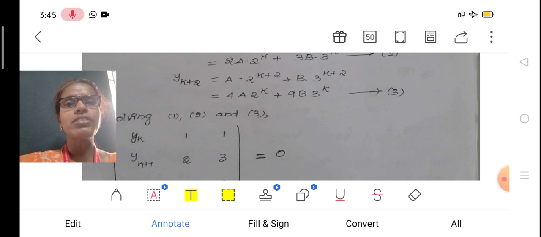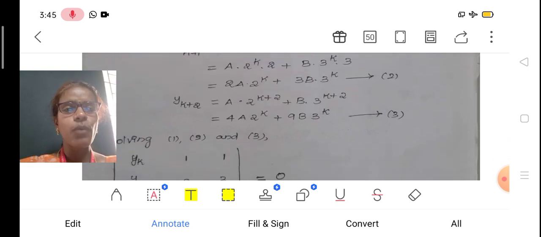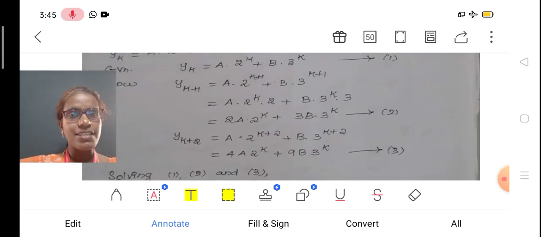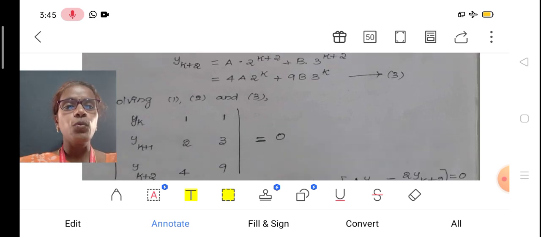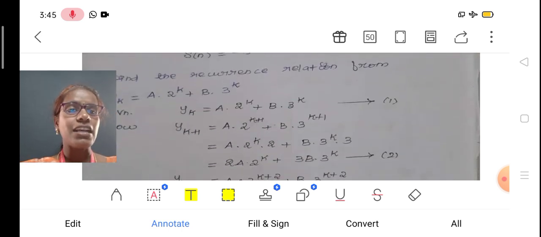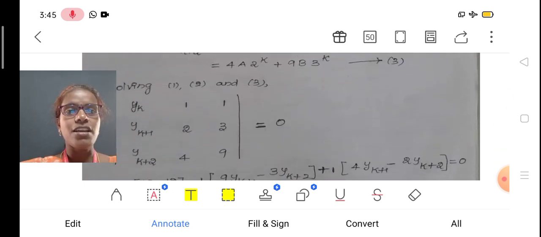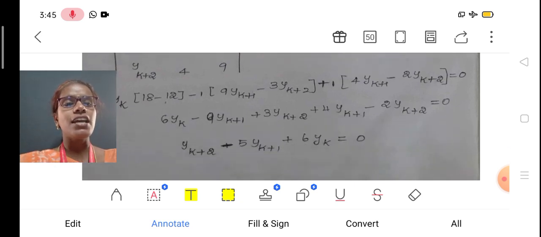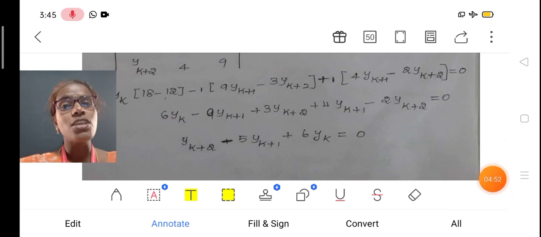From these three equations we form a determinant. The left side is y_k, y_(k+1), y_(k+2), which is the first column. The second column is from the right side: check the first term, and if anything is common, leave that and take the coefficient of that term, which is 1, 2, 4. The third column is the common term b into 3 power k, taking the coefficients, which is 1, 3, 9. Now equate the determinant to 0. From this we get the recurrence relation like this. This is the way to find the recurrence relation if the sequence is given.